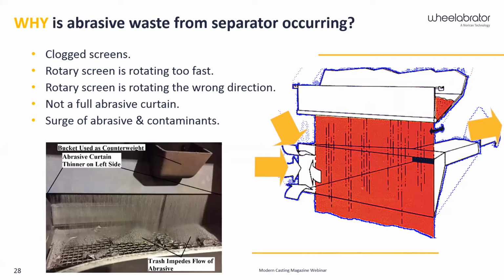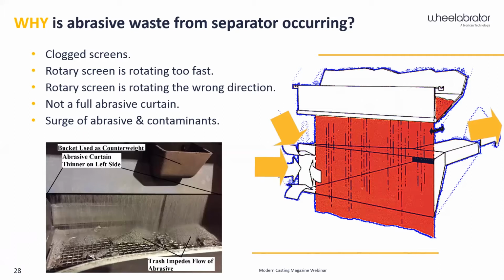Possibly your rotary screen may be rotating in the wrong direction. The way most of these separators are designed, the abrasive is supposed to ride on a certain side of the separator, and then gravity will take it down to your air wash curtain. If you're rotating the wrong way, you may not have the same angles on your separator, and therefore it's just pushing it out of the back of your separator.